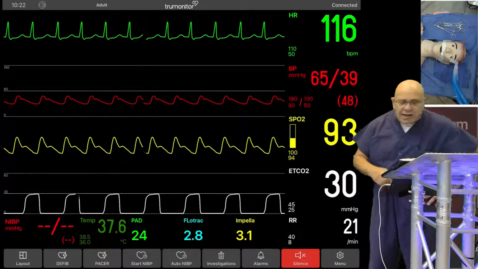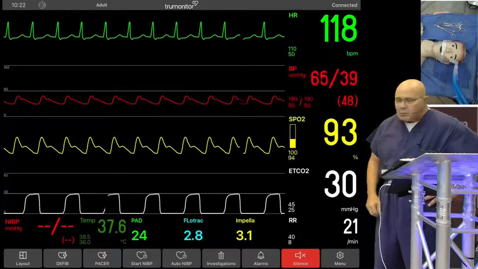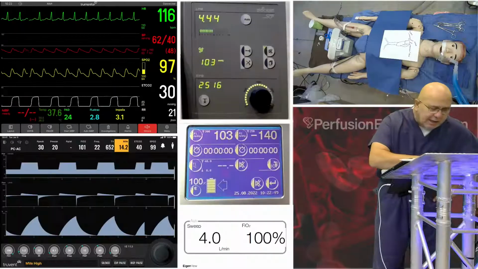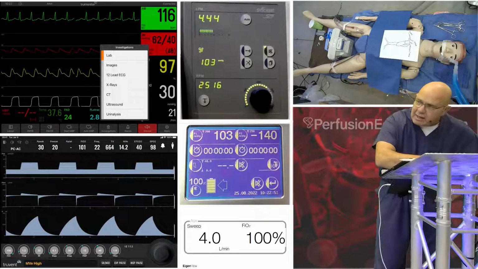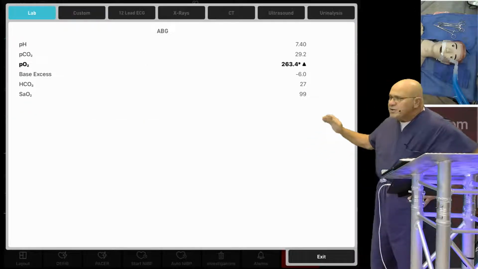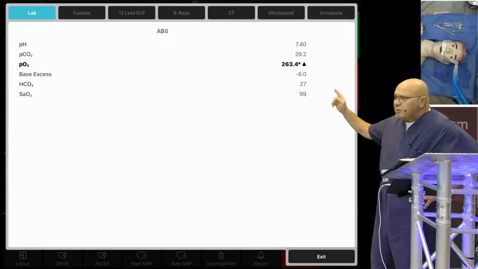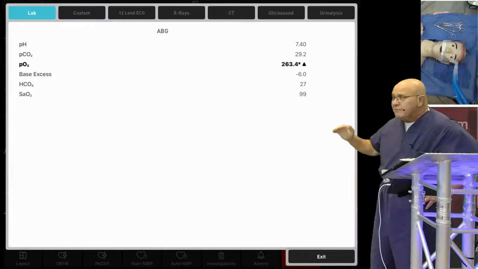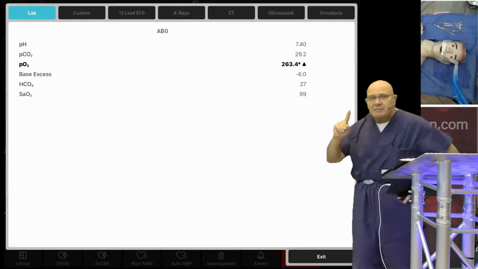I know that a lab was done, and we can check and see if we got that lab analysis, and we have. So let's pull that lab up. The first lab on ECMO was 7.40, 29.2, PO2 was 263, minus 4. They gave a lot of bicarb, 27, and a SAT of 99. So that's fantastic. But remember something.